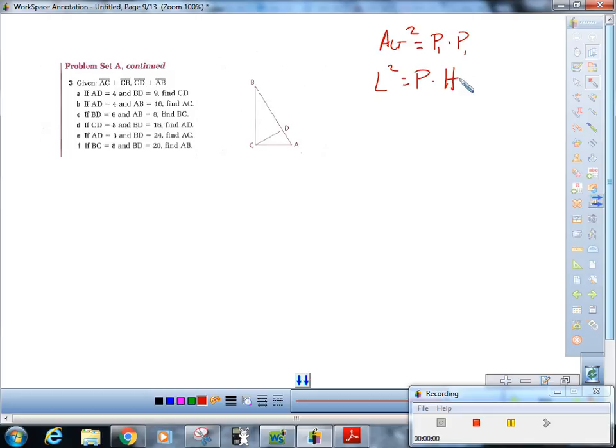So, in part A, what I'll do here is I'll just rewrite the picture every time. And I prefer to look at it like this, but I really have just rotated it. So for part A, you get AD, this little part, is 4. And BD is the bigger part, which is 9. Now remember, that means the whole thing is 13.